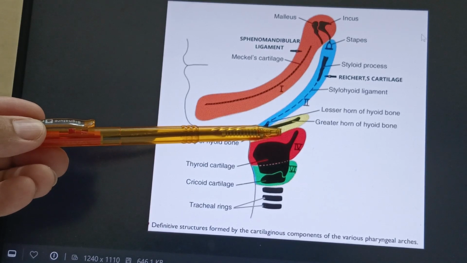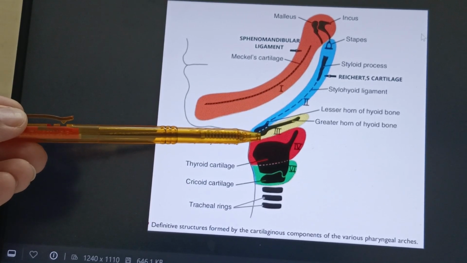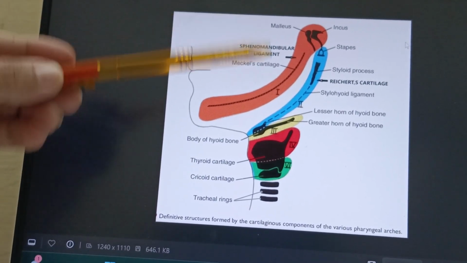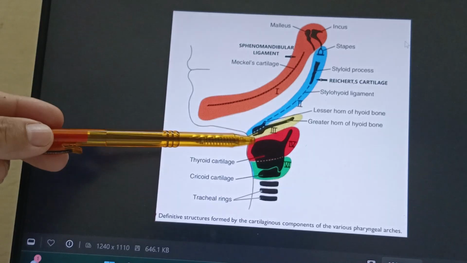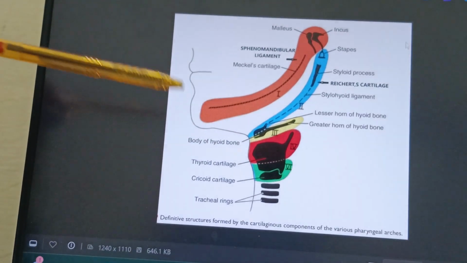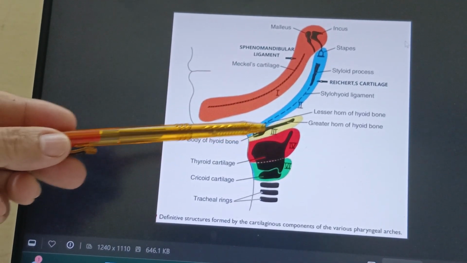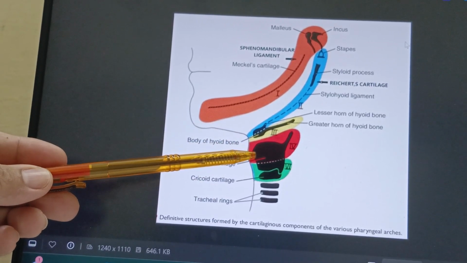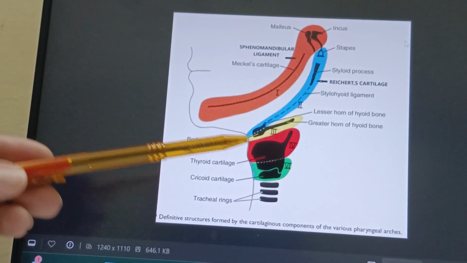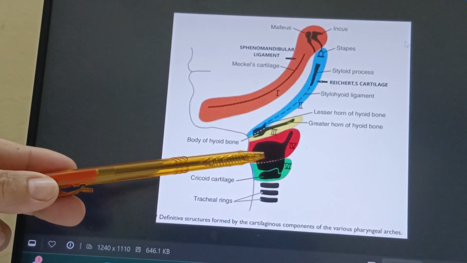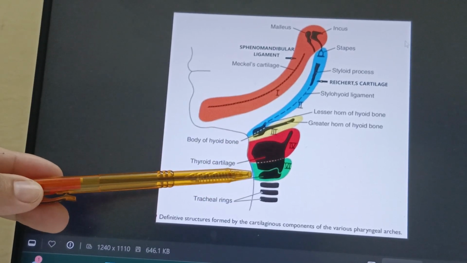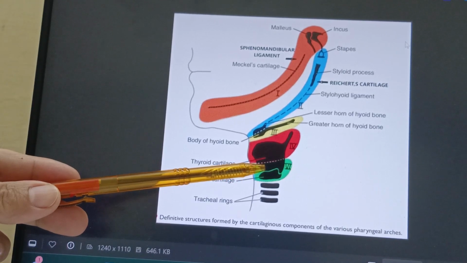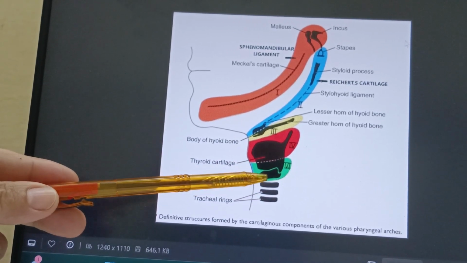Then concentrate on this yellow third arch that gave rise to the lower part of the body and the greater horn of the hyoid bone. Now see this yellow color, the third pharyngeal arch that gave rise to the body of the hyoid bone, the lower part especially, and the greater horn of the hyoid bone, right? Now concentrate on the red color showing the fourth pharyngeal arch that will form the thyroid cartilage, and concentrate on this sixth arch that is also taking part in the formation of a portion of the thyroid cartilage and the cricoid cartilage.